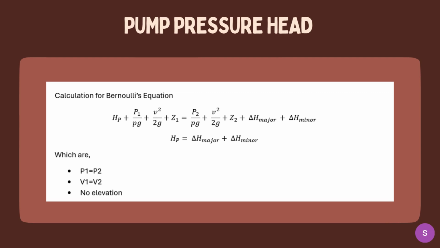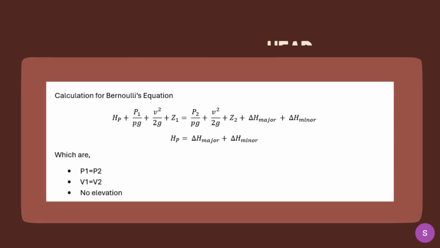The formula for the Bernoulli equation is Hp plus P1 over rho g plus V1 square over 2g plus Z1 equals P2 over rho g plus V2 square over 2g plus Z2 plus delta H major plus delta H minor. We know that P1 is equal to P2, V1 is equal to V2, and there is no elevation because it is a horizontal pipe. So we can cancel all of them, and the last formula we get is Hp is equal to delta H major plus delta H minor.